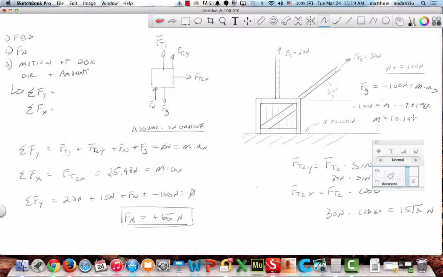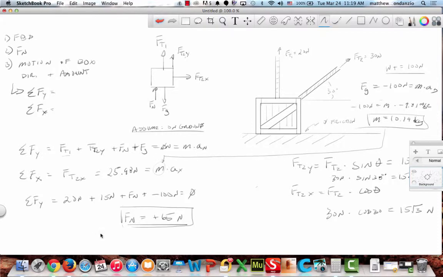10.19 what? What unit, guys? Kilograms. Okay? So now I can plug that back into here. So that's going to be 10.19 kilograms times my Ax equals 25.98 newtons. So my Ax is equal to 25.98 newtons divided by 10.19 kilograms. So my Ax is what? 2.55 what? Meters per second squared.